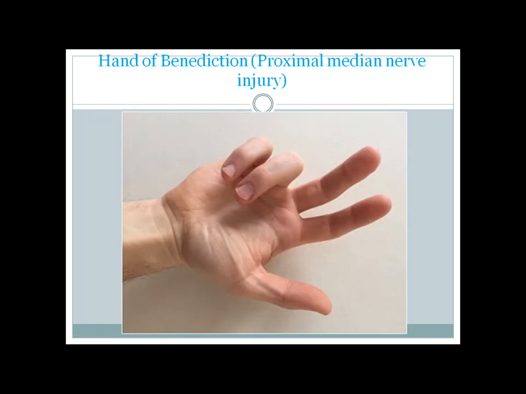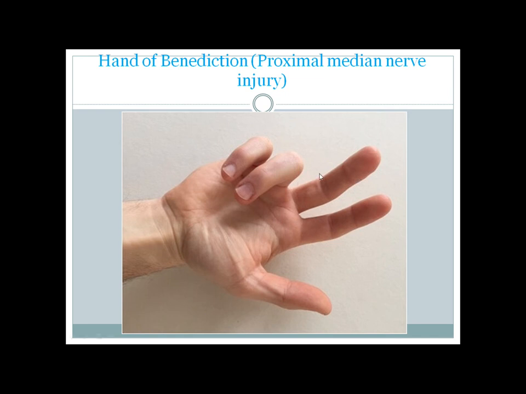Another type of motor manifestation of median nerve injury can be a sign called hand of benediction. So this is a sign used by the Pope. So as you can see in this patient, his fifth and fourth fingers are easily flexed, but second and third fingers, or index and middle fingers, are not flexed. He is trying to flex them, but he is not able to do so. So it says that his proximal flexor muscles of the forearm, like flexor digitorum superficialis and profundus, are affected.